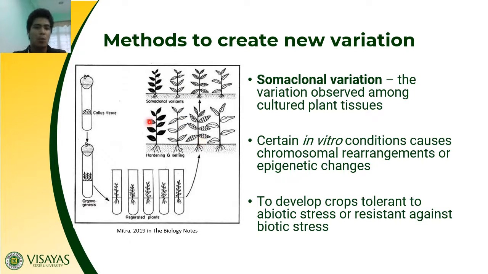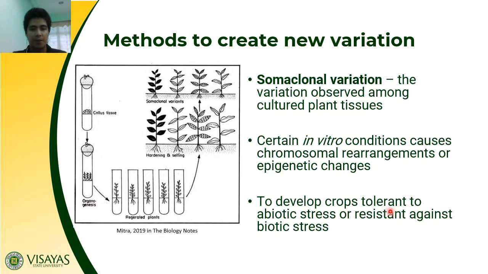So when or how are these variants produced? During plant cell and tissue culture, certain in vitro conditions cause chromosomal rearrangement or epigenetic changes. Basically this occurs if you prolong the callus phase of the cells before you induce them to produce organs, the roots and the shoots.